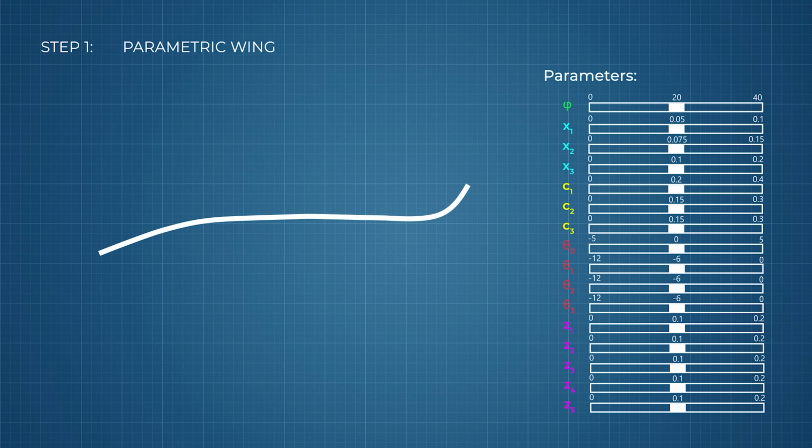5 variables define the wing's vertical curve along the span, so the design can explore the pros and cons compared to a fully straight wing.